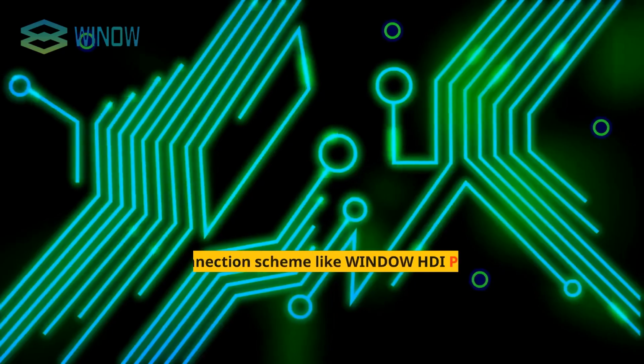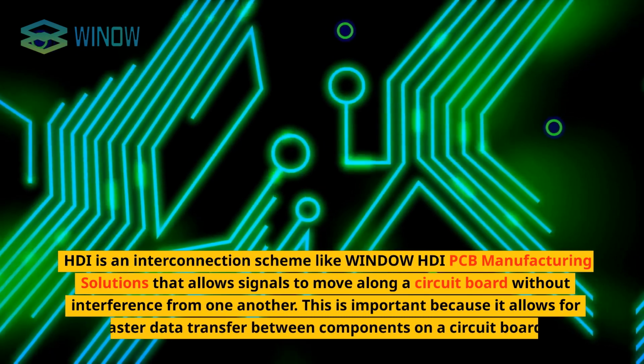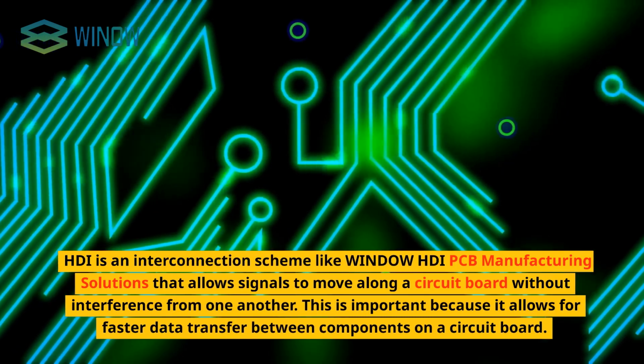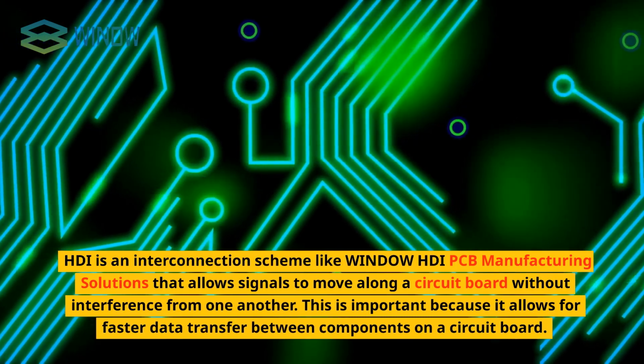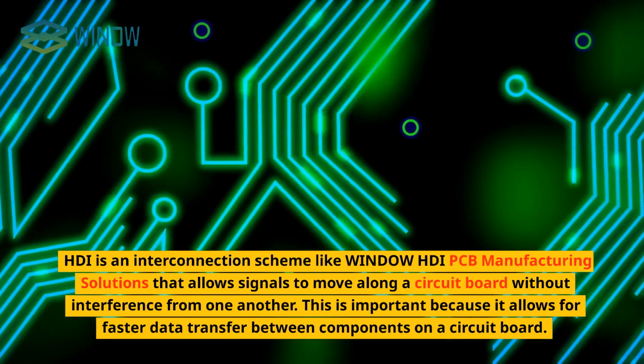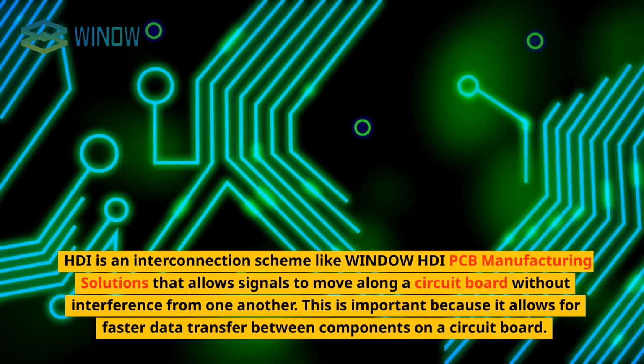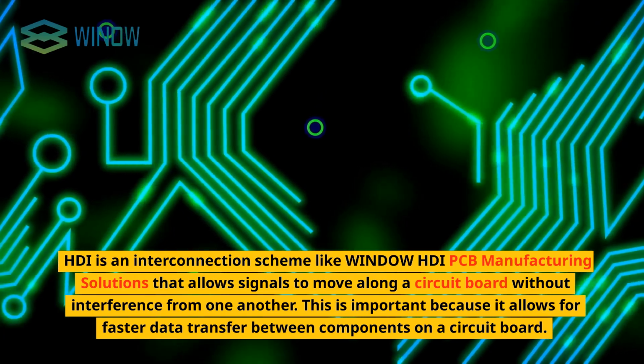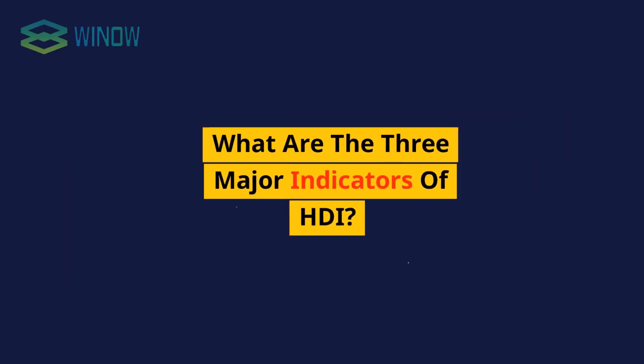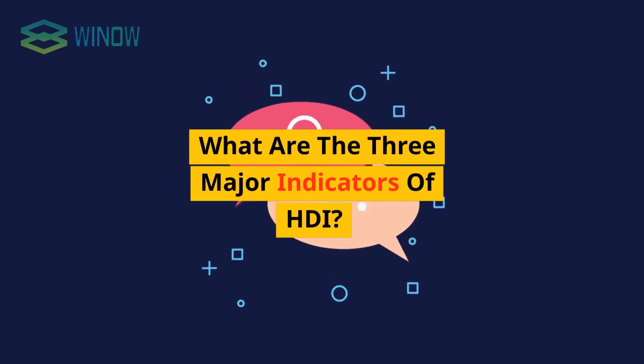cost. HDI is an interconnection scheme that allows signals to move along a circuit board without interference from one another. This is important because it allows for faster data transfer between components on a circuit board. What are the three major indicators of HDI?